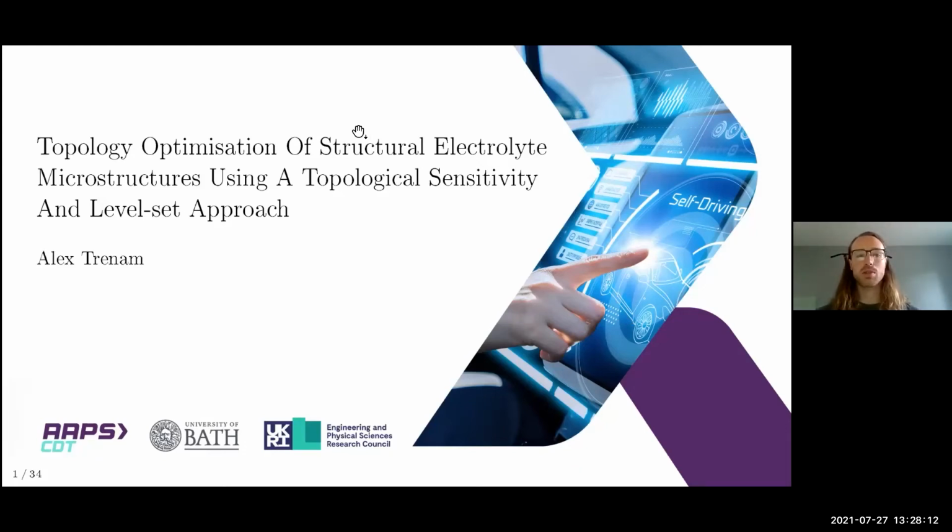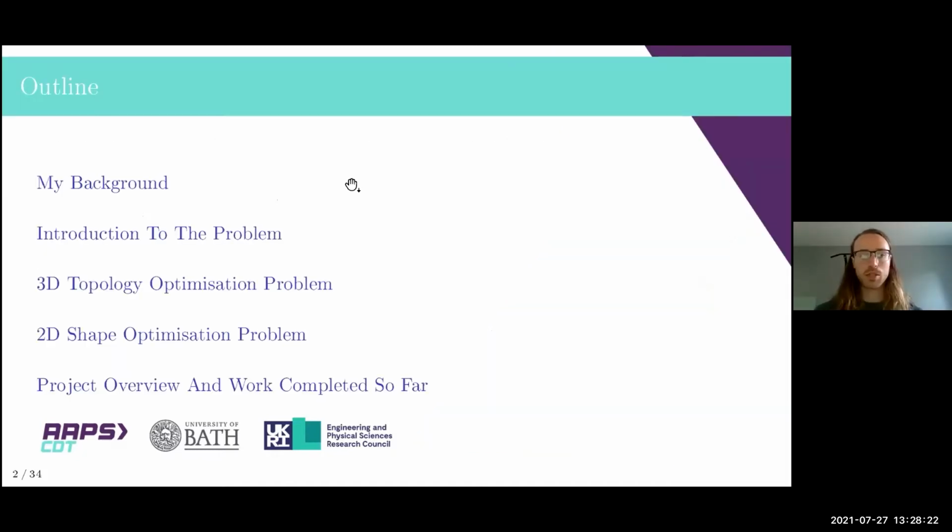Today I'm going to talk about topology optimization of structural electrolyte microstructures using a topological sensitivity and level set approach. Before I begin, I'll give a quick overview of what the talk's going to be about. Firstly, I'll give a very short introduction to my background before introducing the problem and looking at the full 3D topology optimization problem, and then a simplification that's been made to reduce that to a 2D shape optimization problem due to time constraints and difficulty. And then at the end, I'll go through a quick project overview and what's been done so far.